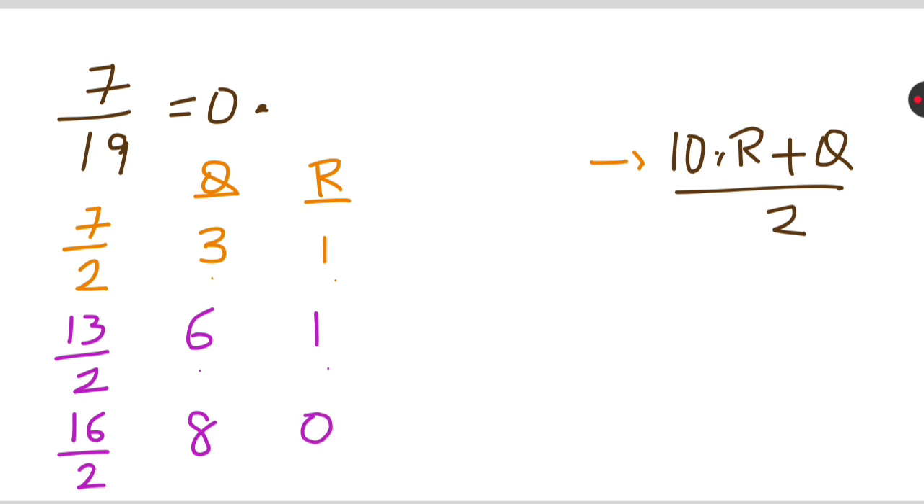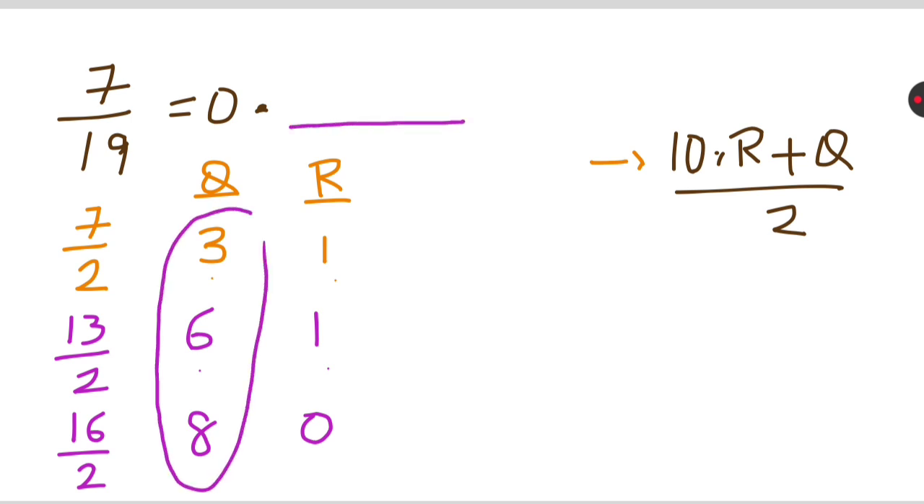So that means when you do 7 divided by 19, the result is 0 point. The first 3 digits are the quotients, which is 368. If you want to stop it here, then you can stop it. Otherwise, if you want to find another 3 digits, you can follow again the same steps.